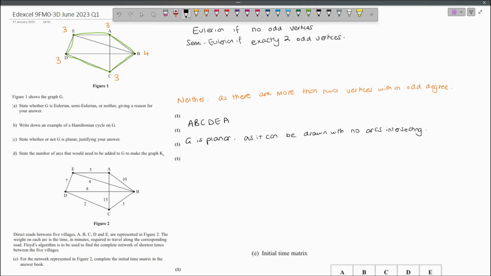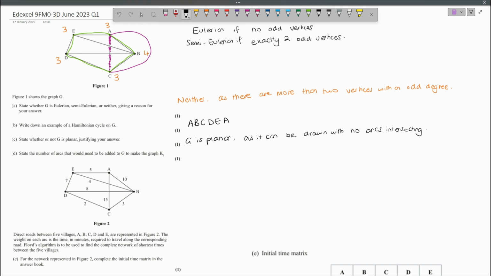But in order for us to accurately conclude that, we'd actually have to show it being drawn with no arcs intersecting. And we can do that. If instead we didn't have AC cutting directly through the graph, but instead had AC going all the way around, we now no longer have any edges crossing. So it's planar.